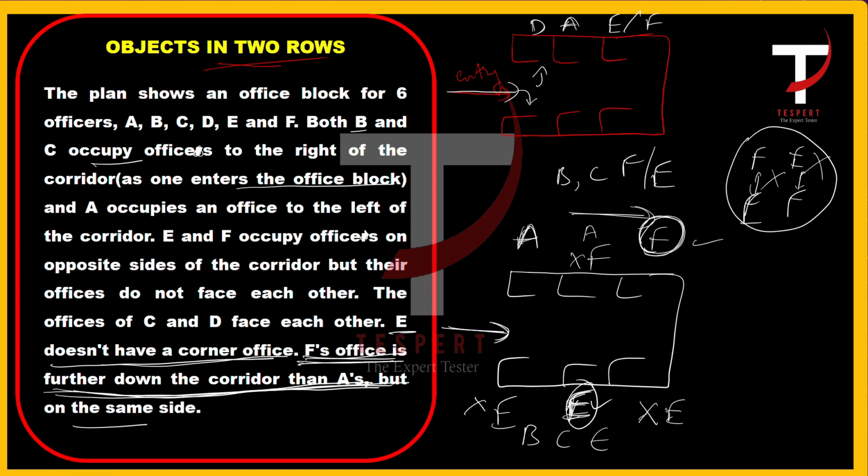Okay, still what is given? The offices of C and D face each other. So here it's already E, and here F is there. So if I place C here, then D must be here, but already F is there. So the only place where we can put C is here. Sorry, D will be here. C and D.